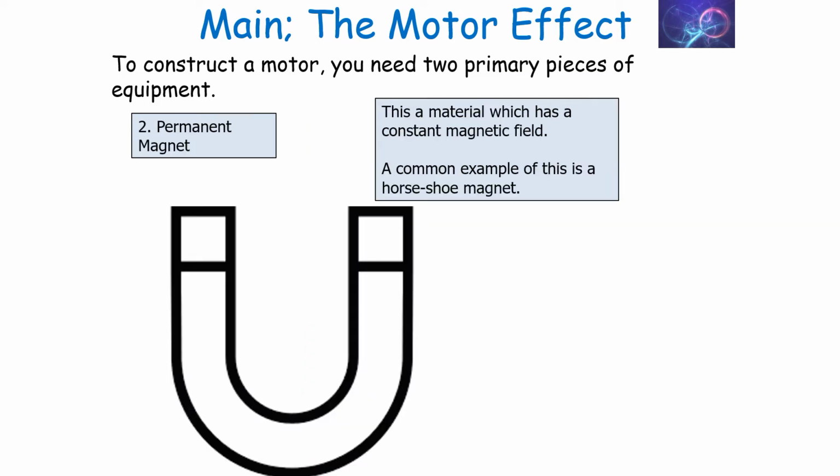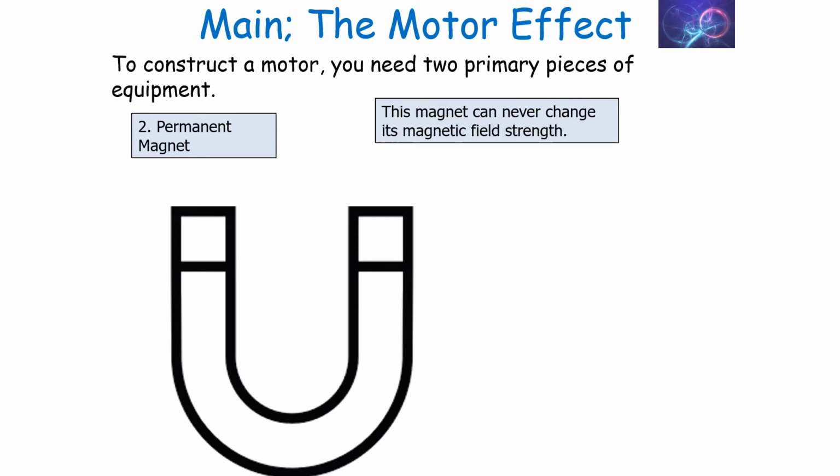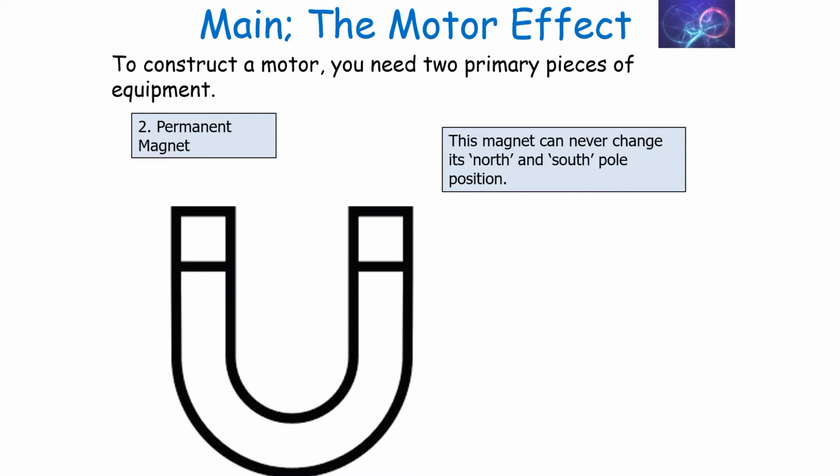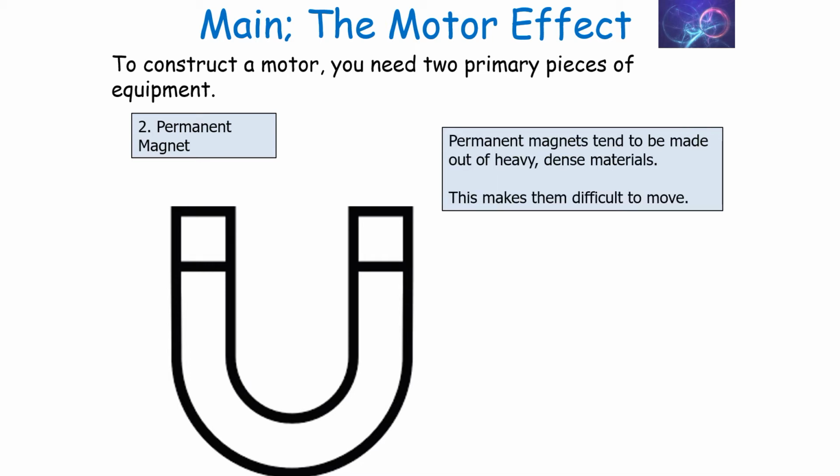Now the second piece of equipment you will need for a motor is a permanent magnet. This is a material which has a constant magnetic field. It can never change its magnetic field strength, so this magnet can never change its north and south pole position. Now permanent magnets tend to be made out of heavy dense materials, and this makes them difficult to move.